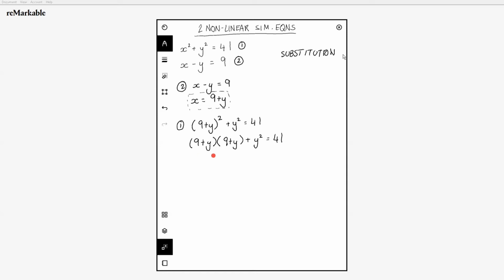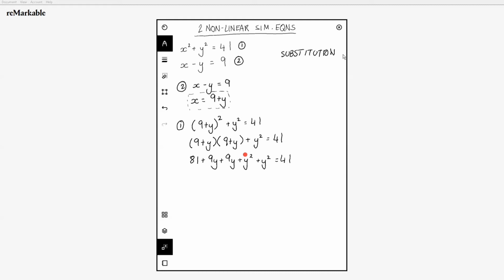So if I expand these brackets, we do 9 times 9 is 81. 9 times y is plus 9y. Y times 9 is plus 9y. And y times y is plus y squared. And then we've got our other plus y squared here, equal to 41. So now we've got y squareds, we've got y's, we've got numbers. We want to form a quadratic equation.